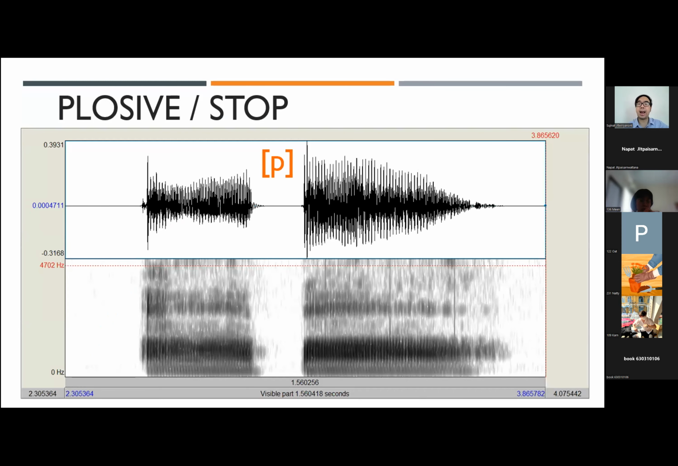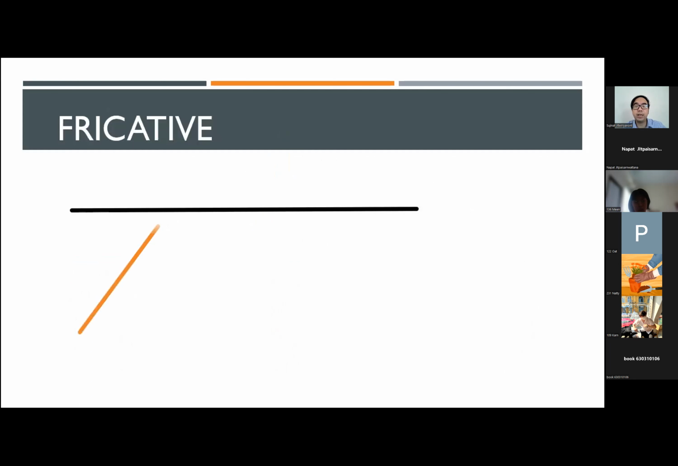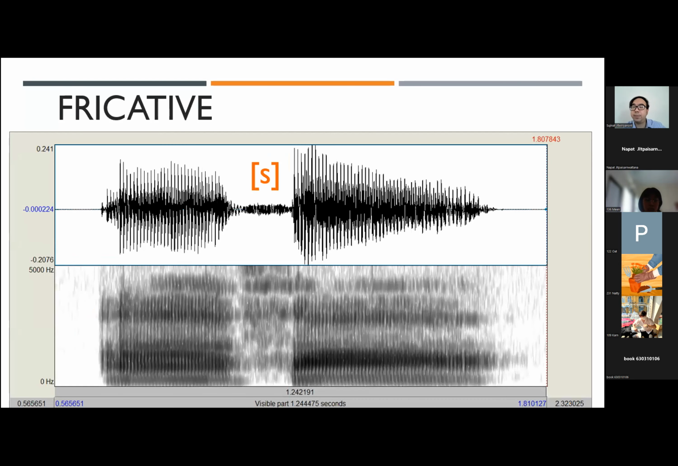So if you say pa, pa, the duration, the period of the production of the p sound would lead to silence, because you close the two lips, but it is a period of silence related to the pause. And for fricative sound, it is produced with turbulence. So you can see noises here, noise.